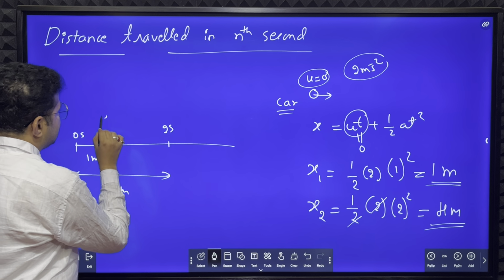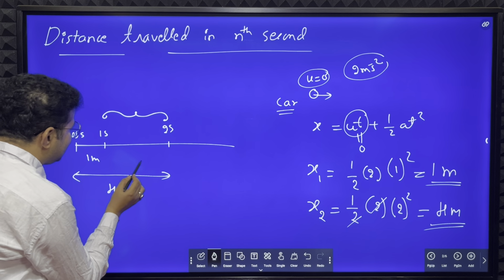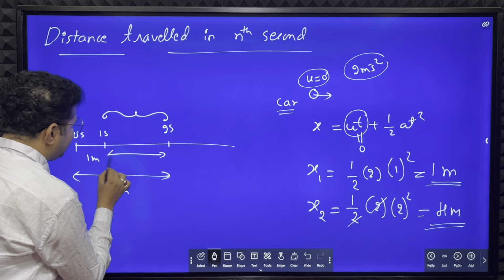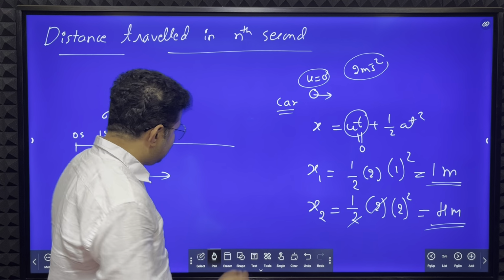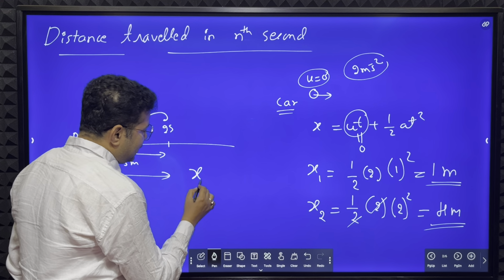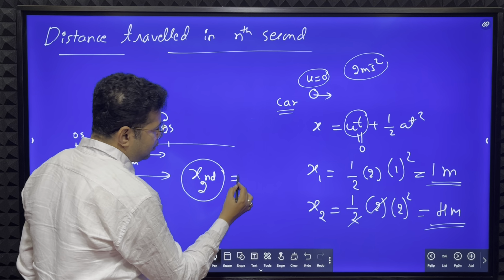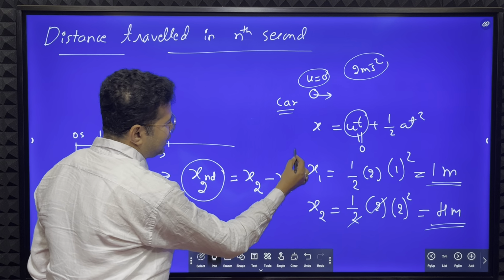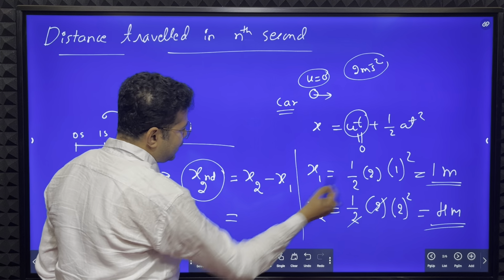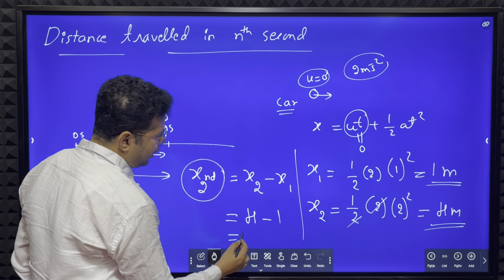Then what is the distance traveled in the second second? Distance traveled in the second second is 3 meter. How to find this? Distance traveled in the second second is equal to distance traveled in 2 seconds minus distance traveled in 1 second. Distance traveled in 2 seconds is 4, in 1 second is 1. So we get 3.